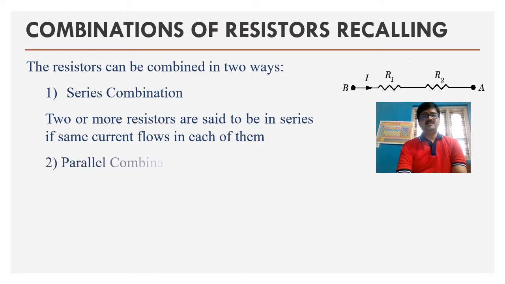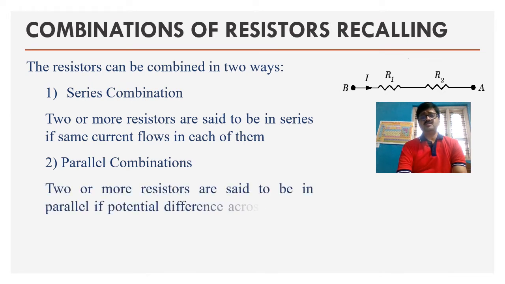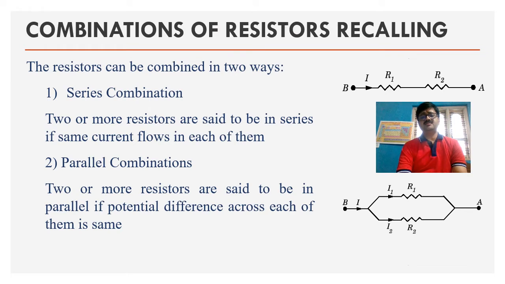Similarly, parallel combinations are those combinations of resistors wherein every individual resistor will have the same potential difference across each of them, and this is the diagram that we had taken a look at last session. I hope you recalled what we had discussed. Now let's move on to the main discussion, that is series combination.